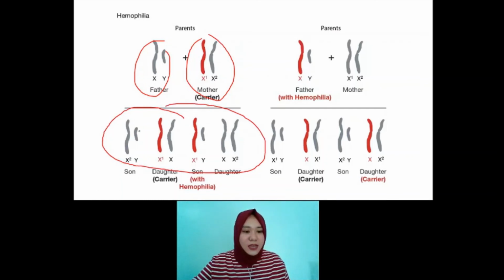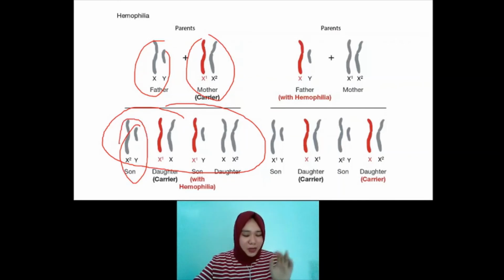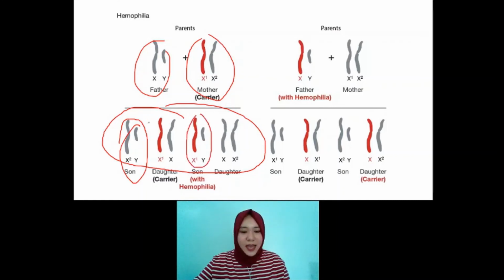If it's a son, then these are the possible offspring that they would be able to produce. A son that is normal, a daughter that is a carrier, and then a son with hemophilia. Automatically, he has hemophilia, guys, because again, males only have one X chromosome, and then they have the Y chromosome. So once they have the gene in their X chromosome, automatically they will express the hemophilia phenotype. And then they have a daughter that is not a carrier, rather she is normal.